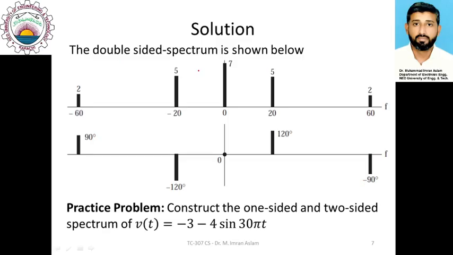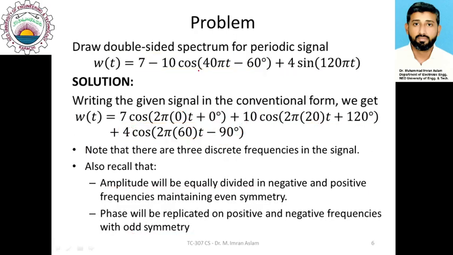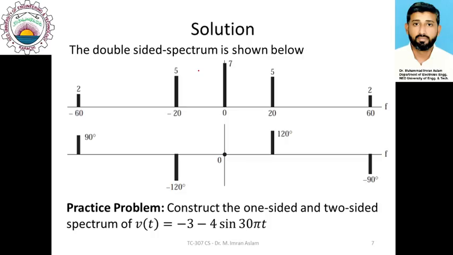So this is how we can plot the double-sided spectrum for the signal that we have previously discussed. In order to have some practice on plotting single and double-sided spectrum, I would give you a simple problem. You try to plot the spectrum, both one-sided and two-sided, for this signal v(t) = -3 - 4 sin 30πt. So this is a homework problem for the students. You need not submit it, but you should give it a try.